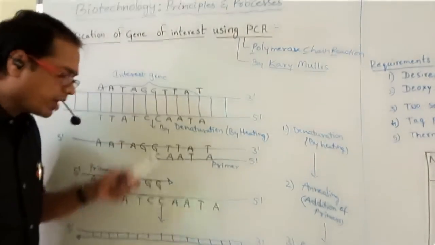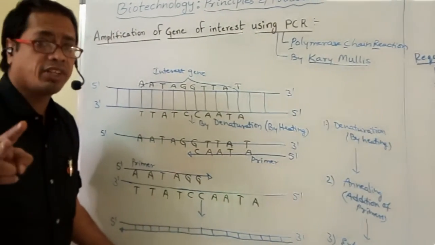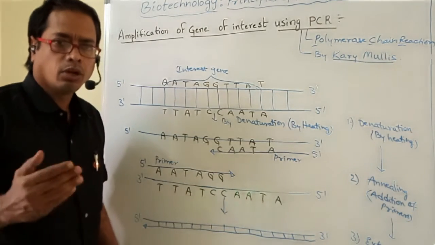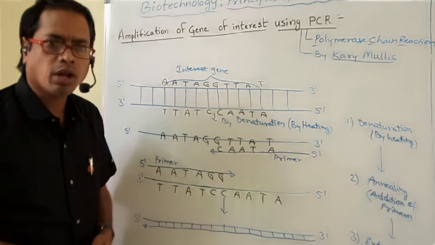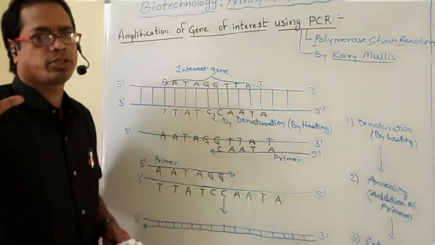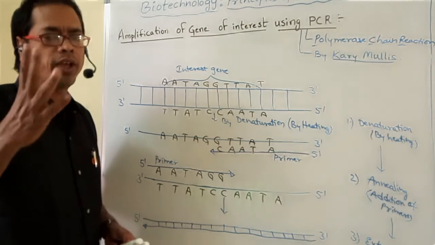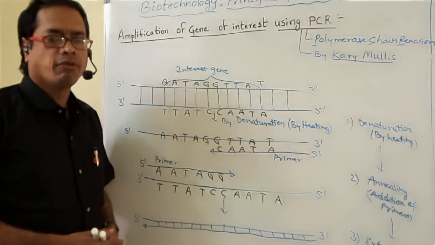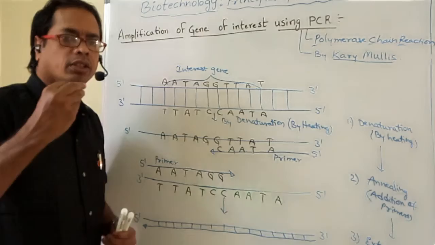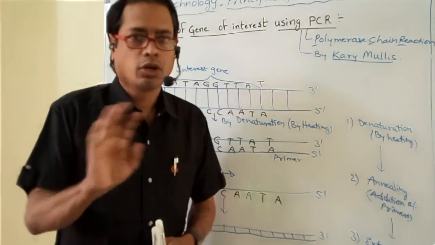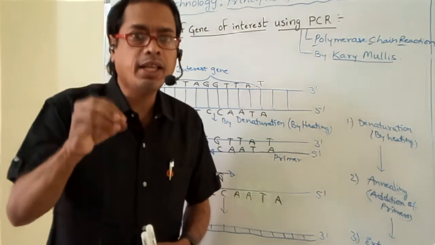So one amplification is completed, how many copies of desired genes are obtained? 2 copies. So what is the formula? 2 power n, where n is equal to the number of cycles. If 5 cycles, 2 power 5, like that we have to take. For 30 cycles, 2 power 30. How many copies are obtained? 1 billion copies. Don't say million, it is billion.